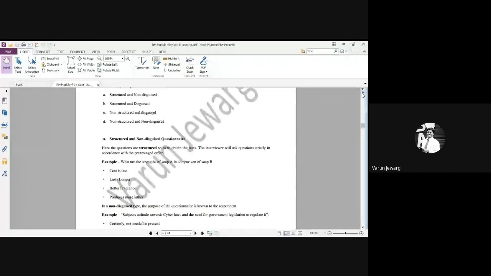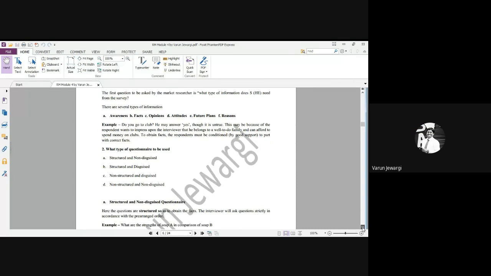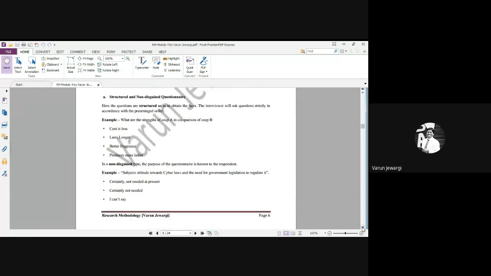Let's understand this again. The first point, is it clear? What information is needed? Now let's come to what questionnaire is to be used: structured and non-disguised. Here the questions are structured so as to obtain the facts. In the structured question, we are going to obtain the facts from the people. That's the key point you need to remember. Here the facts are collected from the people.